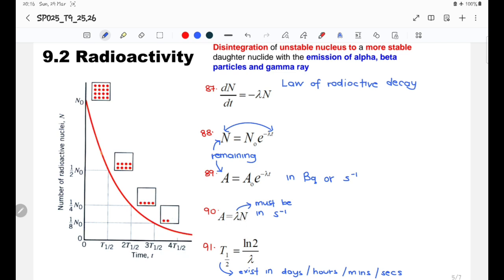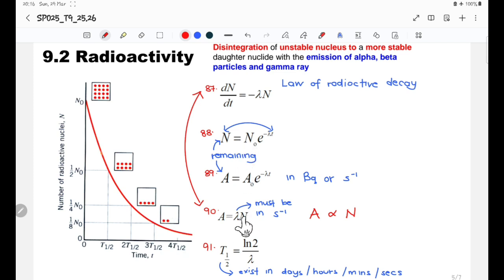Right, so if you compare between equation 87 and 90, you will notice that these two equations are almost similar except for the negative sign, indicating that it is decreasing as I mentioned just now. So in other words, we can say that the activity A is directly proportional to the number of nuclei. That is why we have equation 88 and 89 being almost similar.